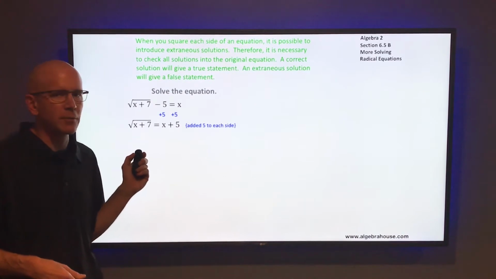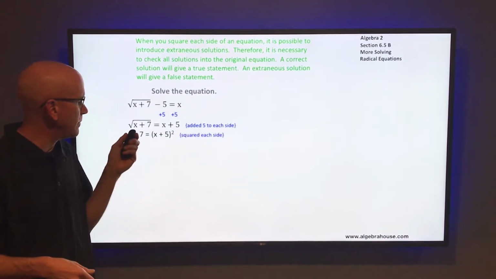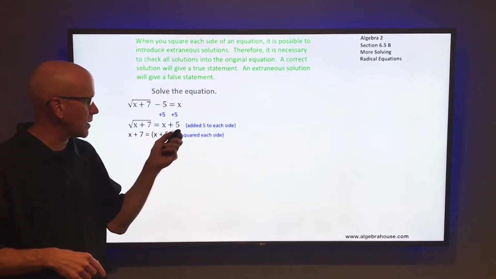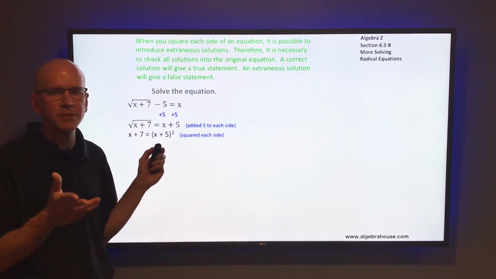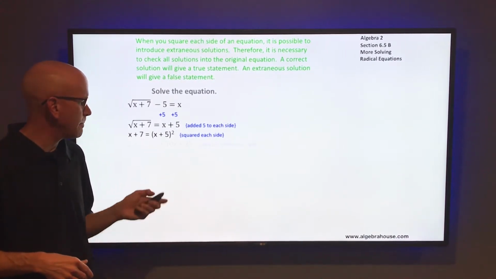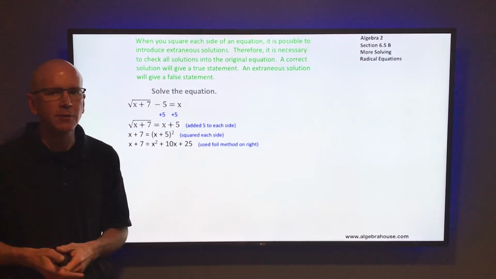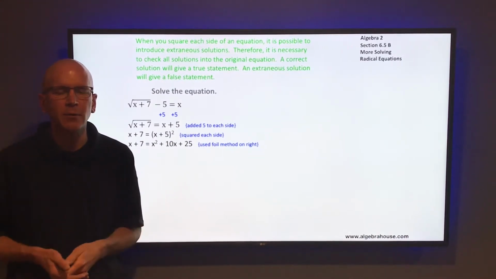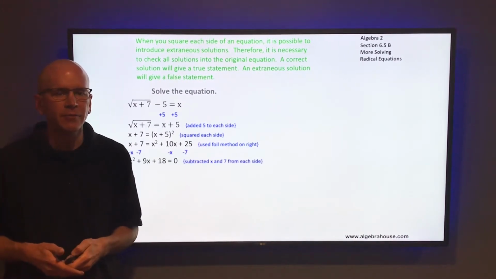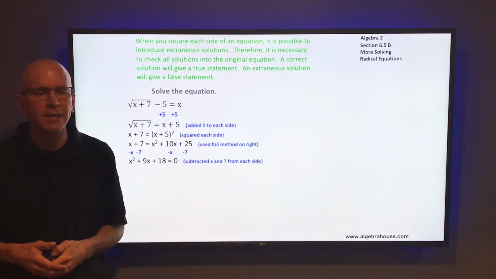You need to get rid of the radical sign, so do the opposite of square root, and that is to square both sides. If you square the square root of x plus 7, that is x plus 7. And if you square x plus 5, you're multiplying x plus 5 by x plus 5 with the FOIL method or distributive property. That would be x squared plus 10x plus 25. That is a quadratic equation, so you want to get everything to one side equal to 0 to solve for x. We're going to subtract x and subtract 7 from each side. When you do that, you get x squared plus 9x plus 18 equals 0.